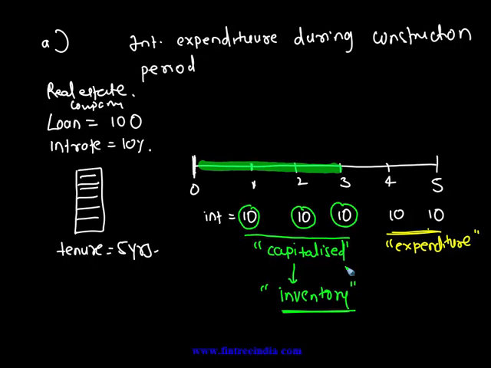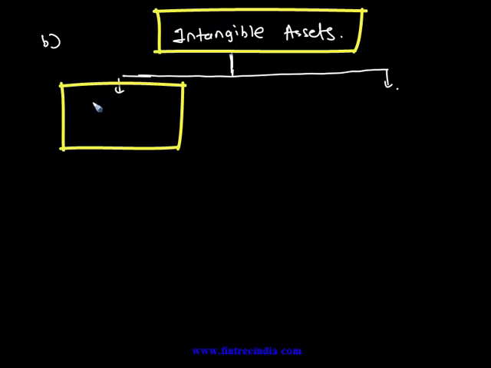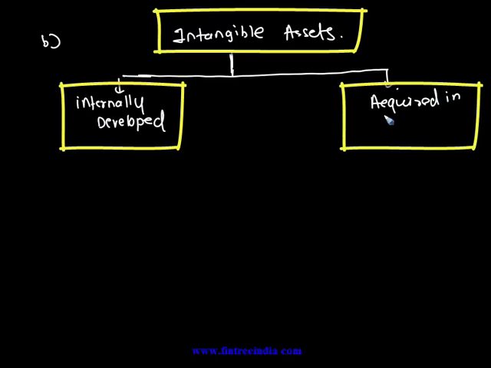Please write down. Let us do learning outcome B. Learning outcome B is for intangible assets. Now we are going to make a flow chart here. So intangible assets could either be internally developed or they could be acquired in business combination. So we would first do an example of acquisition in business combination.